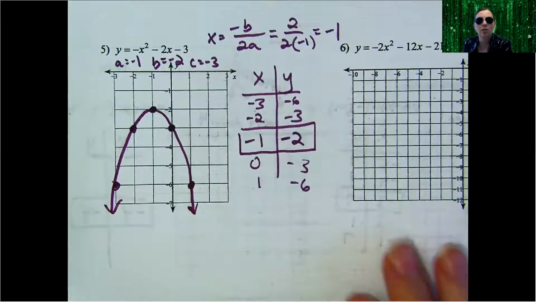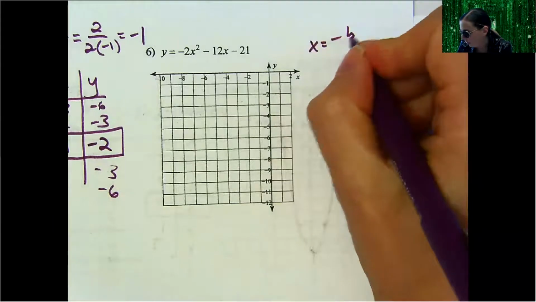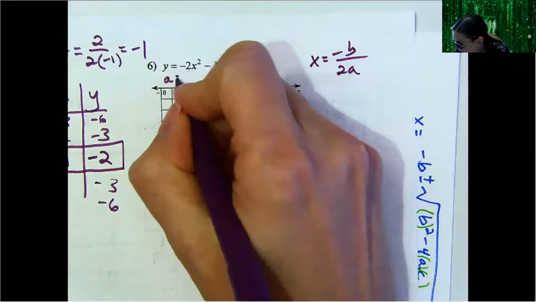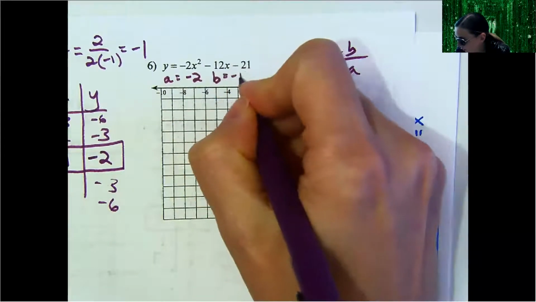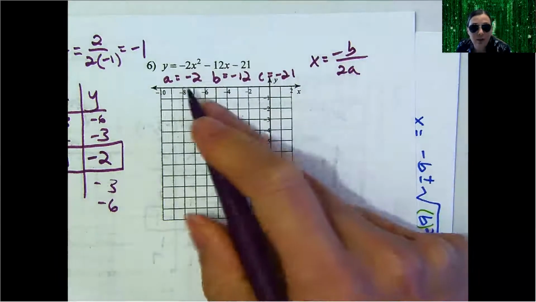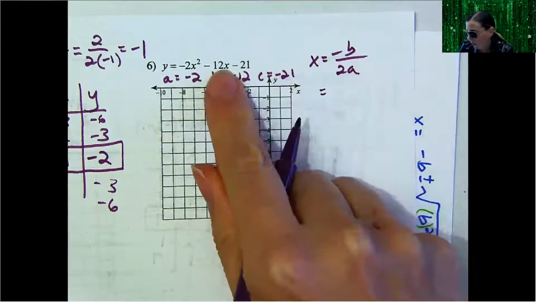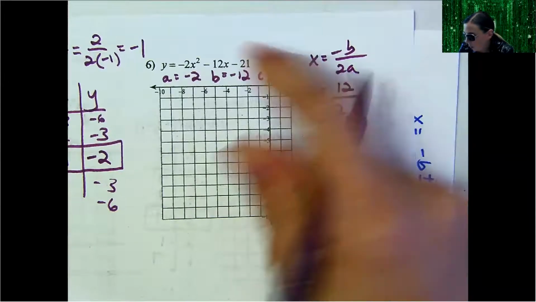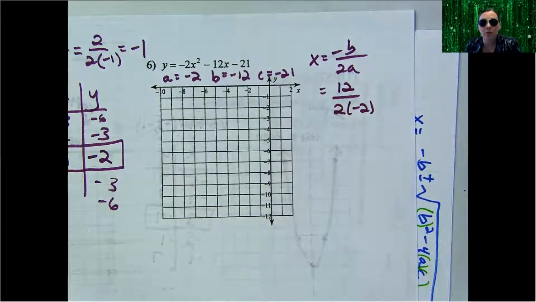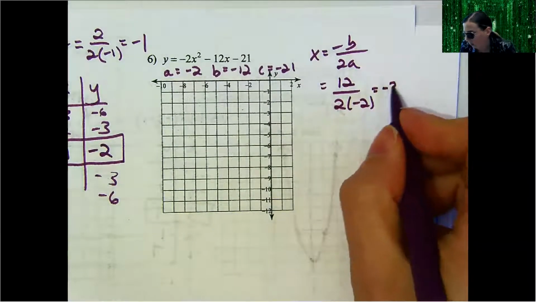All right, let me get you started on number 6 here. To figure out where we're going to start in the chart, we go to this formula, -b over 2a. The a is -2. The b is -12. The c is -21. So using that to go to this formula, we've got the opposite of b, which is +12, over 2 times -2. All right, so if you type that in, or maybe do some mental math, 12 divided by -4 is -3.